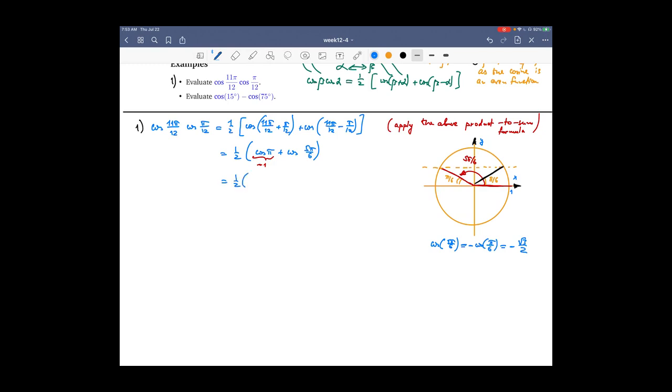So this here becomes 1/2 times negative 1 minus root 3 over 2, and some algebra here. So we get negative 1/2 minus root 3 over 4, and that is negative root 3 plus 2 over 4, I believe.